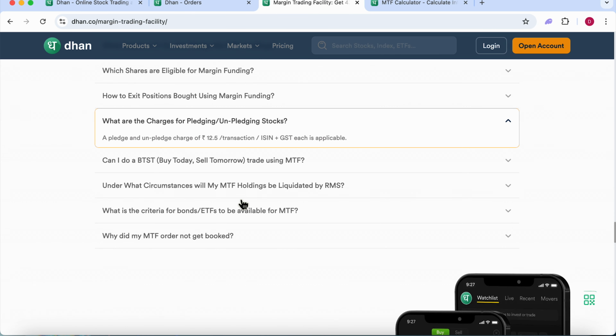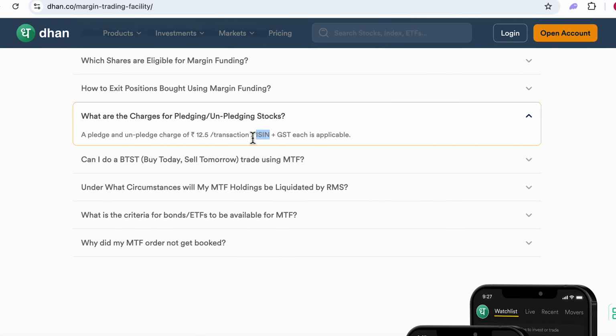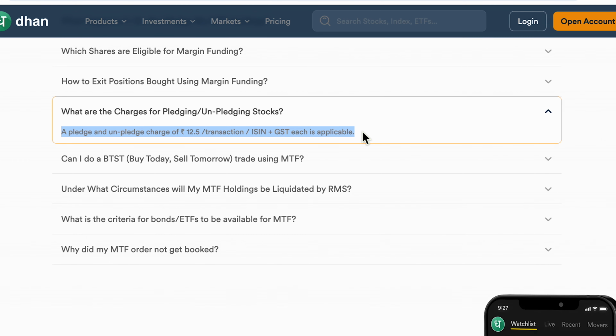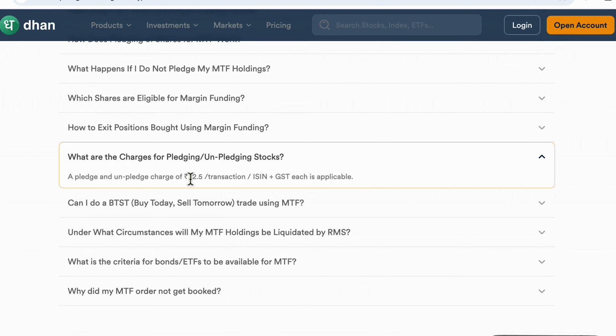Apart from the interest rate which we discussed, another charge that we need to know is that a pledge and unpledge charge of 12.5 rupees per transaction per ISIN will be required. So if I have ICICI which I have transacted today, which I have selected as a demo stock, I will end up paying 12.5 rupees plus GST as my pledging, and then when it's unpledged, when I unwind this MTF position, I will again pay an unpledging charge of 12.5 rupees plus GST. So these are the fixed charges for every instrument and every transaction that you do. Had I purchased 3 different stocks, I would pay this 12.5 rupees pledging for each of those 3 stocks separately.